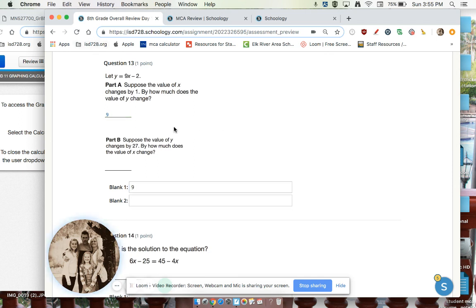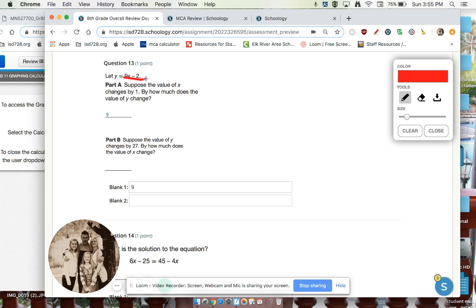The next one was a little more confusing. Part B says that suppose the value of y changes by 27. How much does the value of x change? So that means now I'm making a table of values, but I'm going to have to use algebra. So I have to keep in mind this is my equation. 9x minus 2 is what always has to happen to the x, and y is going to change by 27. So what I did is I thought, oh my goodness, I have no idea. So I went ahead and made a table of values again, x and y.